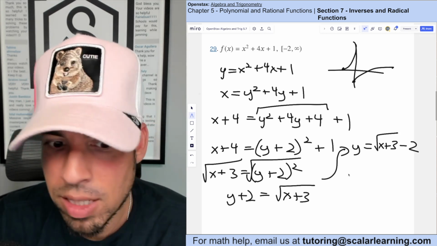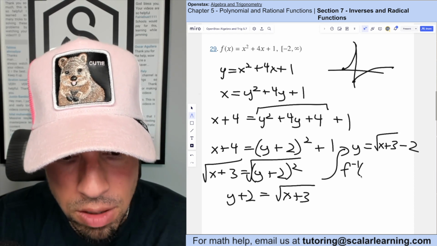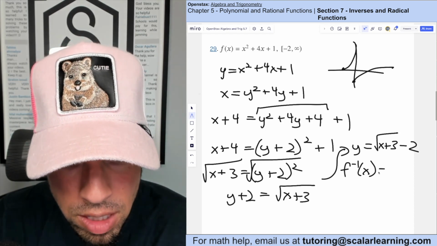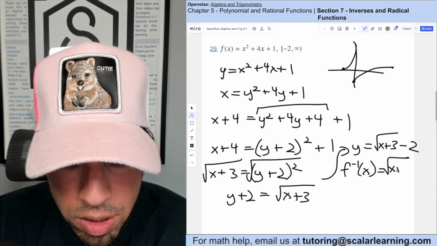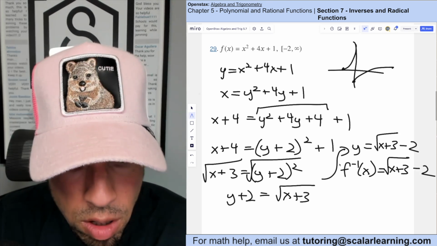And then we're going to put in this nice function notation, f inverse of x, or f negative 1 of x, equals radical x plus 3 minus 2. Boom. Done.